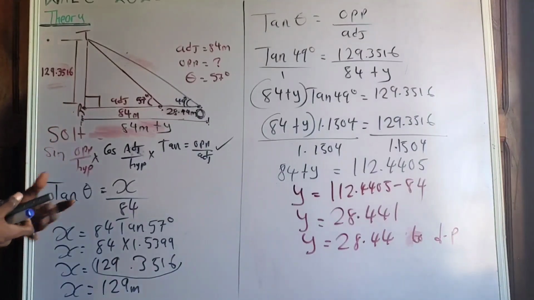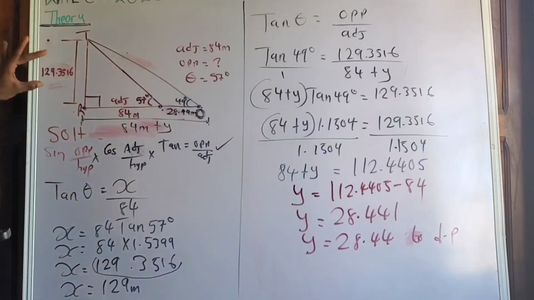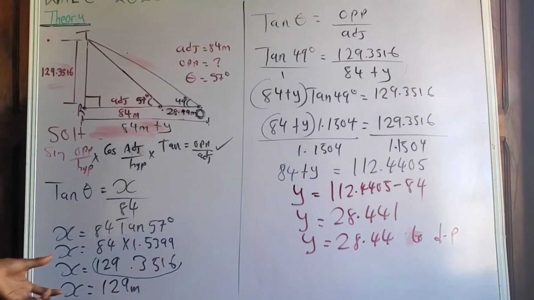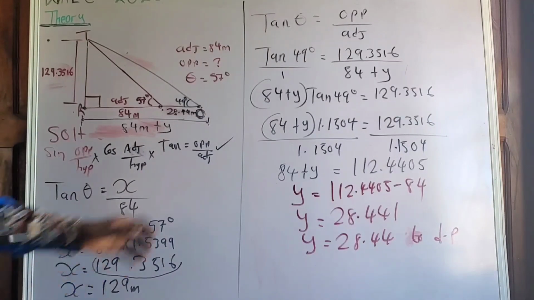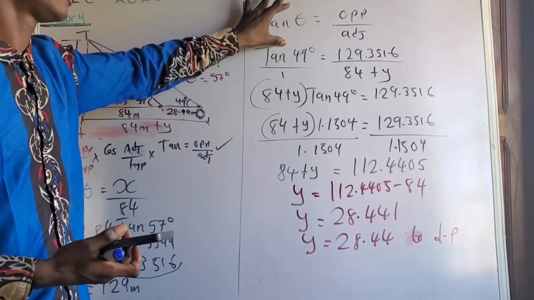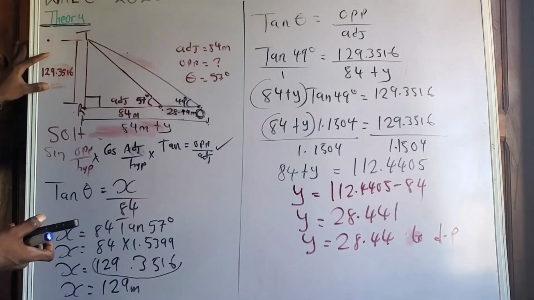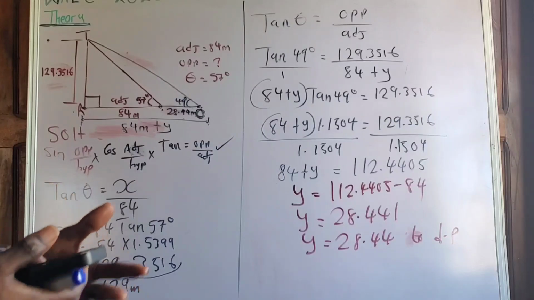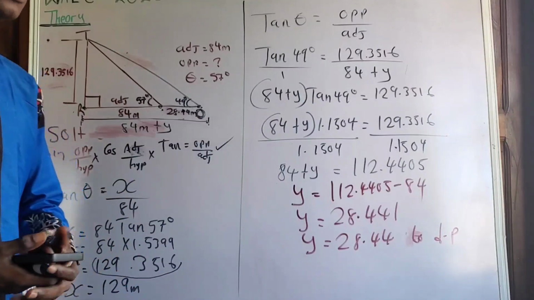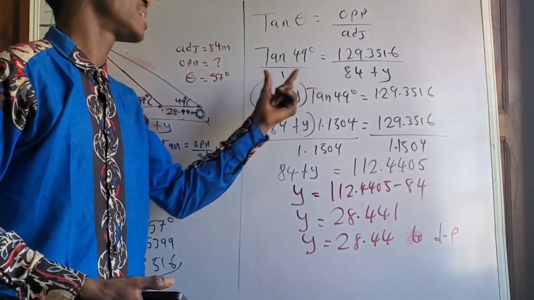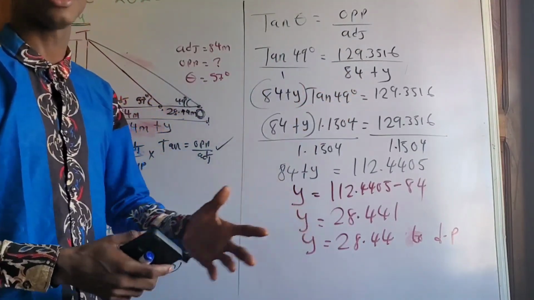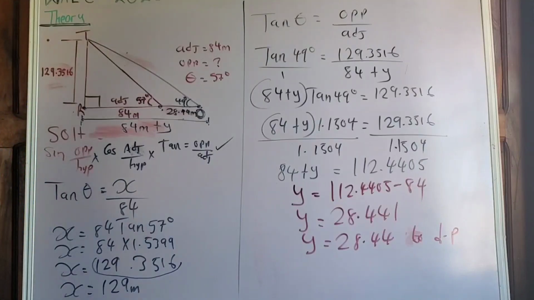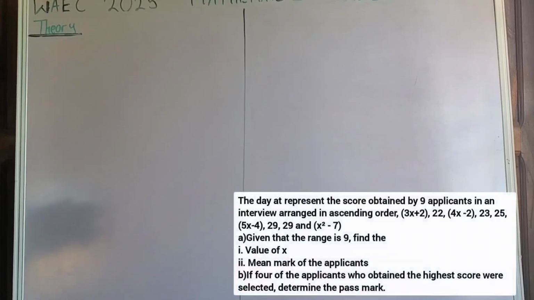Are you getting it? Now, because we are looking for the adjacent, from our previous calculation, we've already determined the height of the tower, which is the opposite. So we still make use of the trigonometric ratio, which is tan theta. And tan theta is what? Opposite over adjacent. The opposite side is 129.3516. Okay, and I told you that I make use of the unapproximated figure because I don't want my answer to be affected. Do you get it? So having set tan 49 equals this over this, then I get the value of y. Okay, so that is the solution to that question. If you have any question, let me know. Okay, let's proceed to the next question.